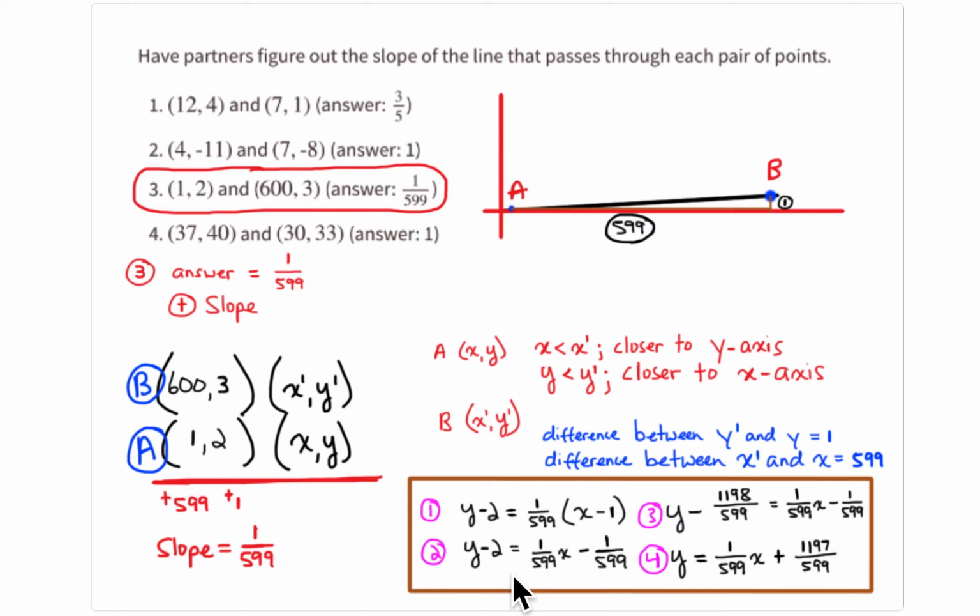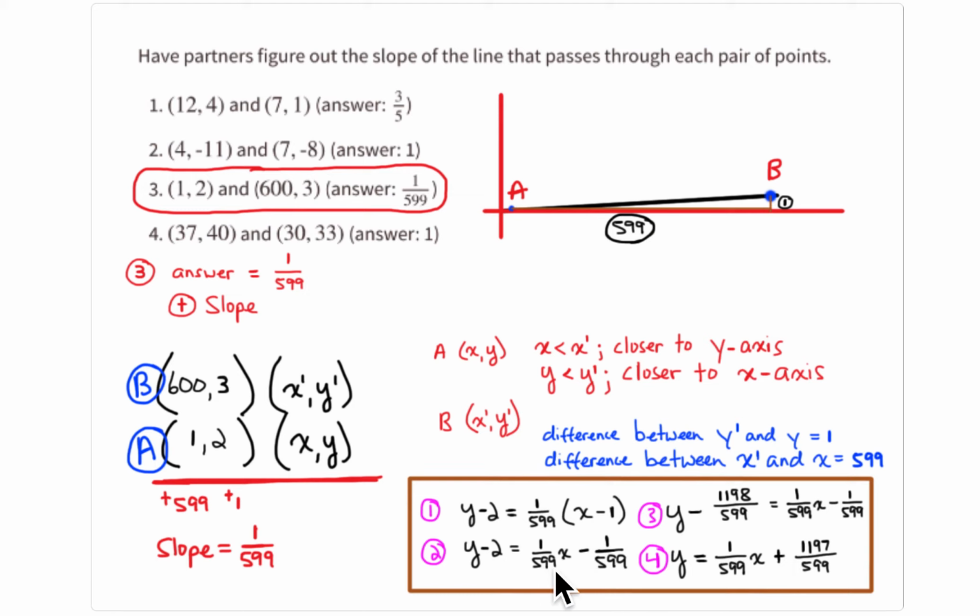All right, so now this is using the distributive property. If I have 1/599th times x minus 1, that means I have 1/599th x minus 1/599th, because this 1 times 1/599th is 1/599th. All right, it's not that bad if you keep trying to do it.